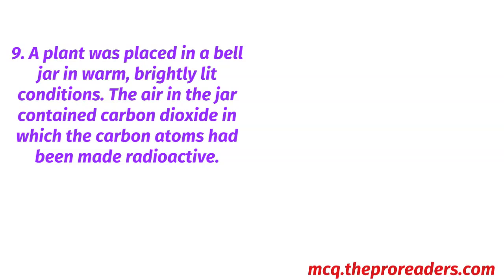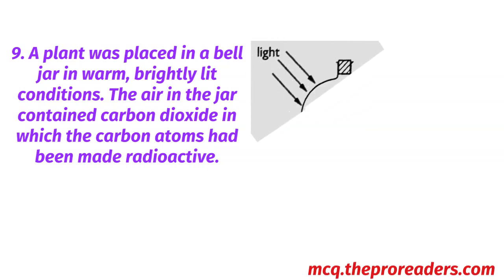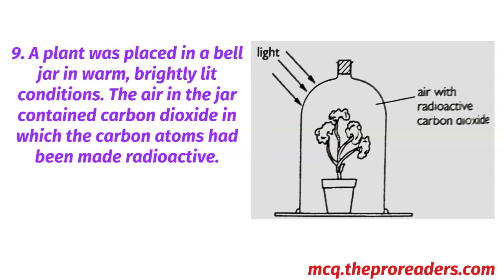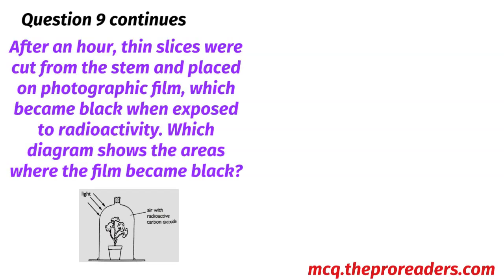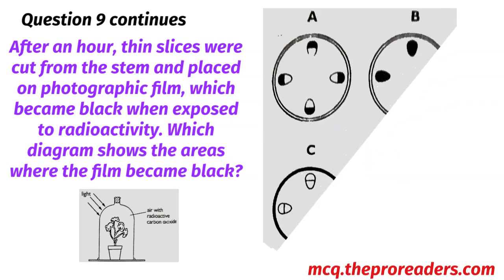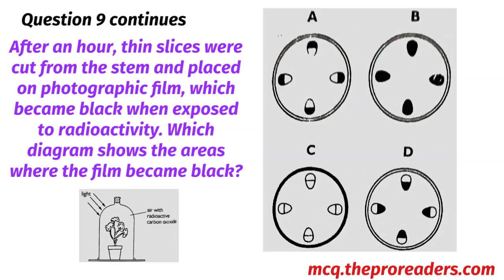A plant was placed in a bell jar in warm, brightly lit conditions. The air in the jar contained carbon dioxide, in which the carbon atoms had been made radioactive. Question 9 continues. After an hour, thin slices were cut from the stem and placed on photographic film, which became black when exposed to radioactivity. Which diagram shows the areas where the film became black? A, B, C, D. Option A is the correct answer.